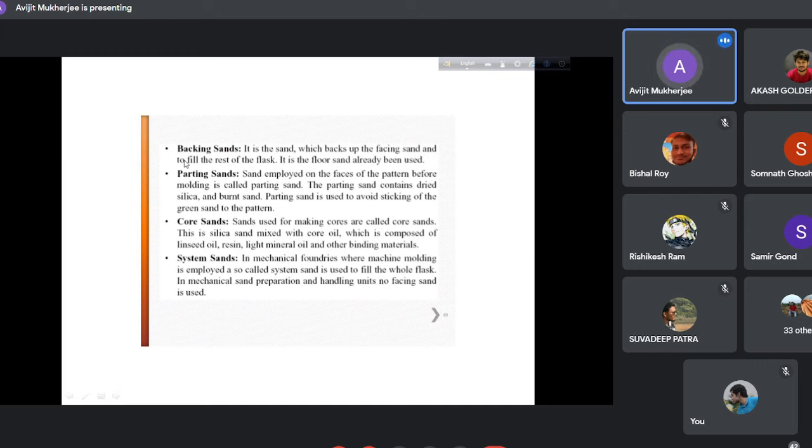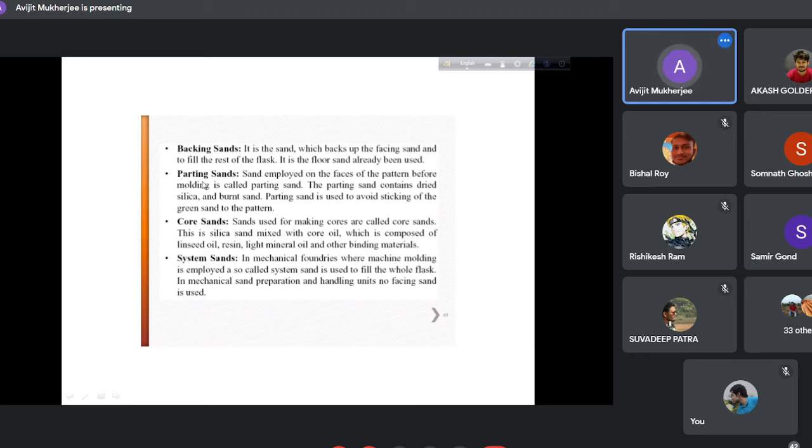And when you observe the last item, system sand: when this black sand or backup sand is used in a mechanized automated foundry where there is no human intervention, the same sand has a different name, system sand. The concept is the same, the use is the same, but only the name is different. Backup sand or backing sand or black sand is known as system sand in mechanized foundries.